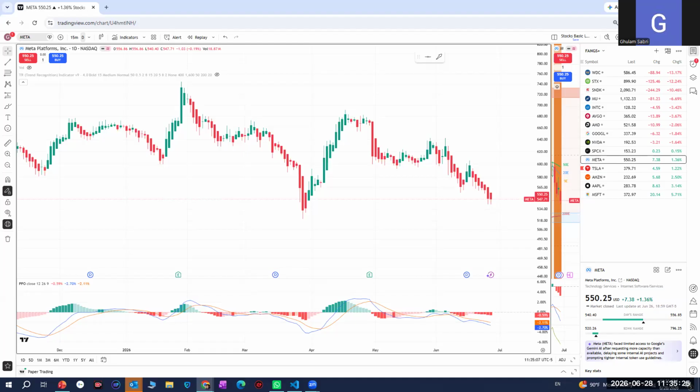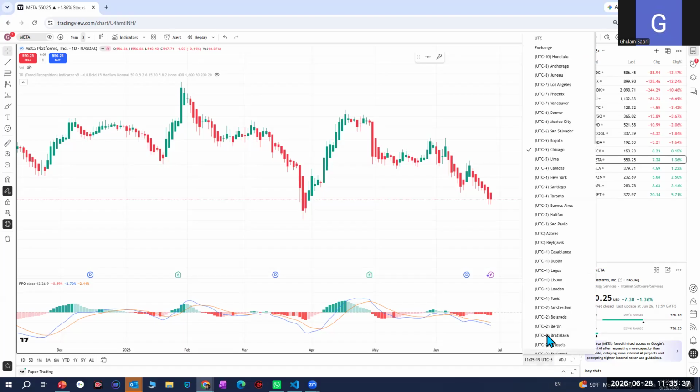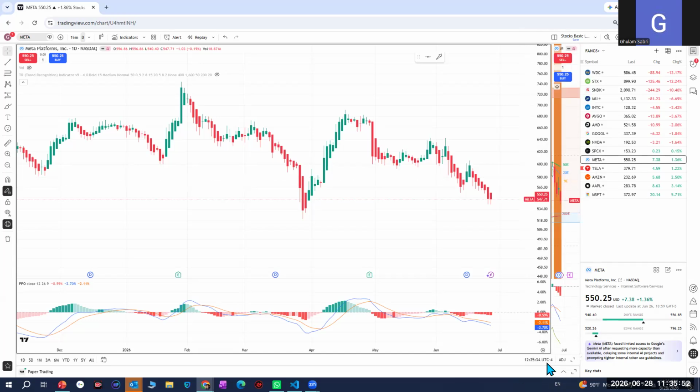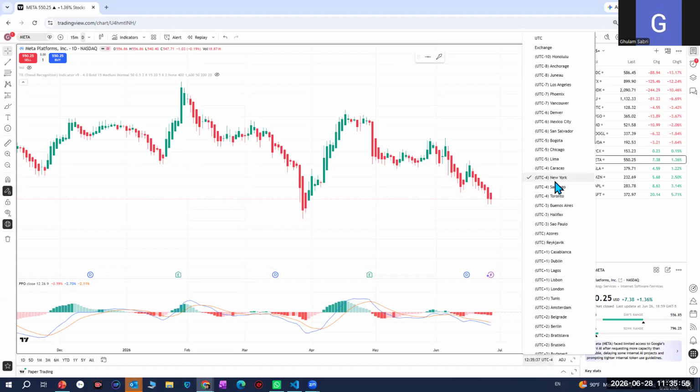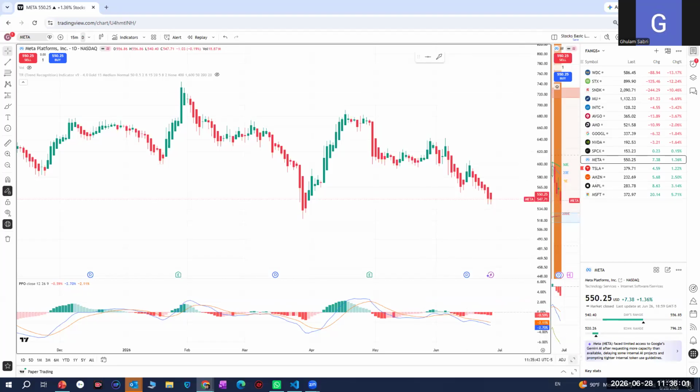Let's see the question. The question is whether the time zone on the trading platform is Eastern or local time. My time is Central. You can adjust the time zone here. UTC-5 is for people in Houston, Dallas, Chicago time. If you are in New York, Eastern time zone, you can select UTC-4. So you can select your time from here. To avoid confusion, I just use my local time here.